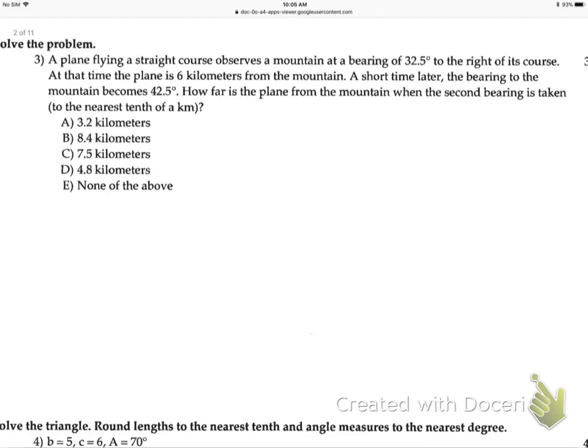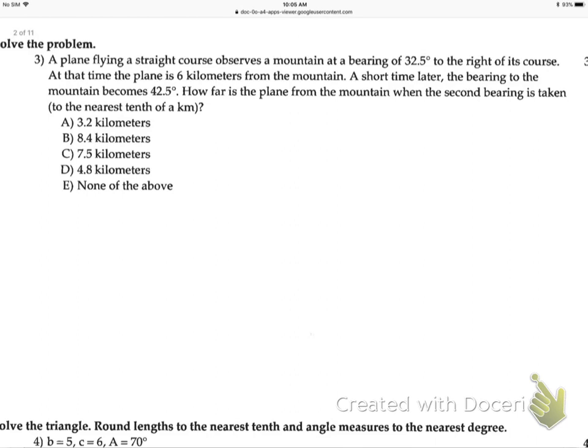A plane flying a straight course observes a mountain at a bearing of 32.5 to the right of its course. At that time, the plane is 6 kilometers from the mountain. A short time later, the bearing to the mountain becomes 42.5. How far is the plane from the mountain when the second bearing is taken? Kind of confusing without a picture, huh?